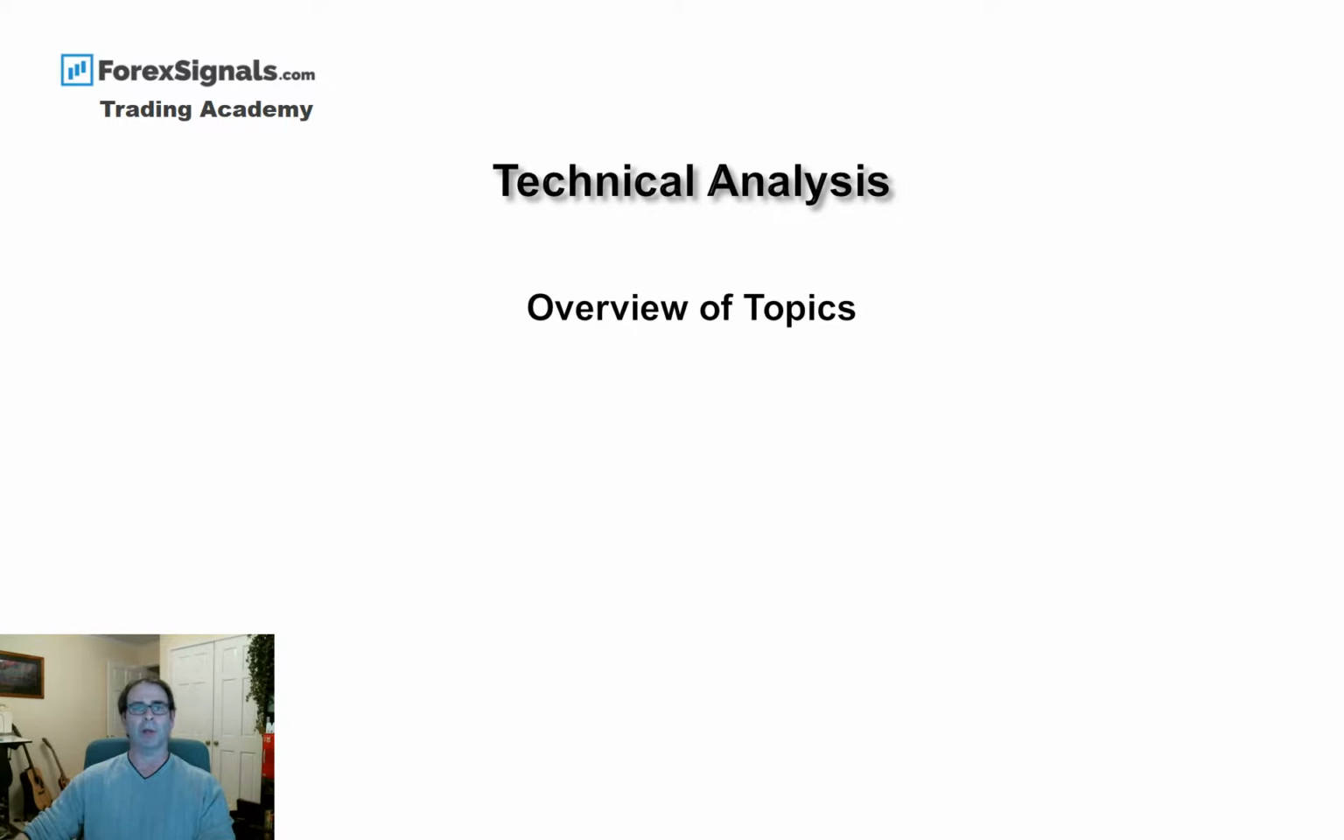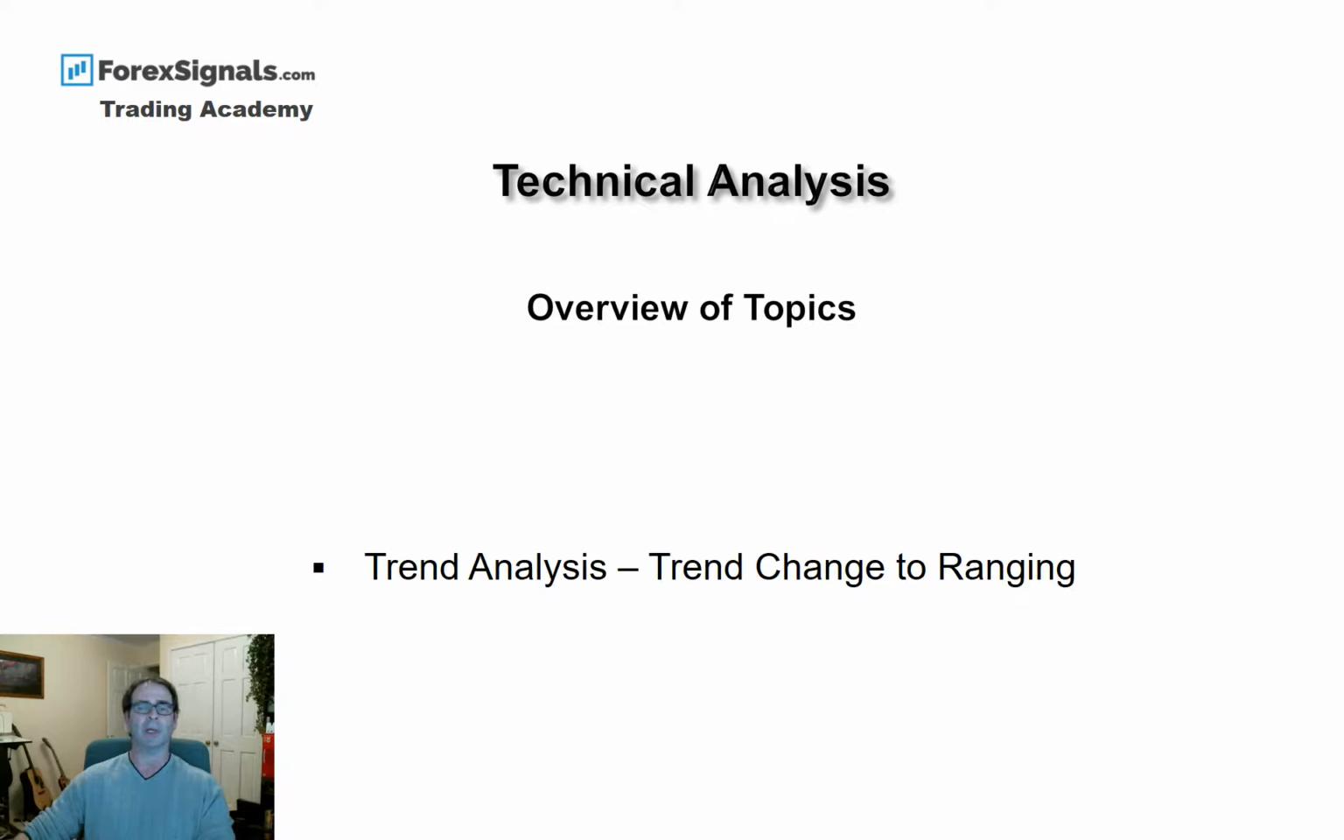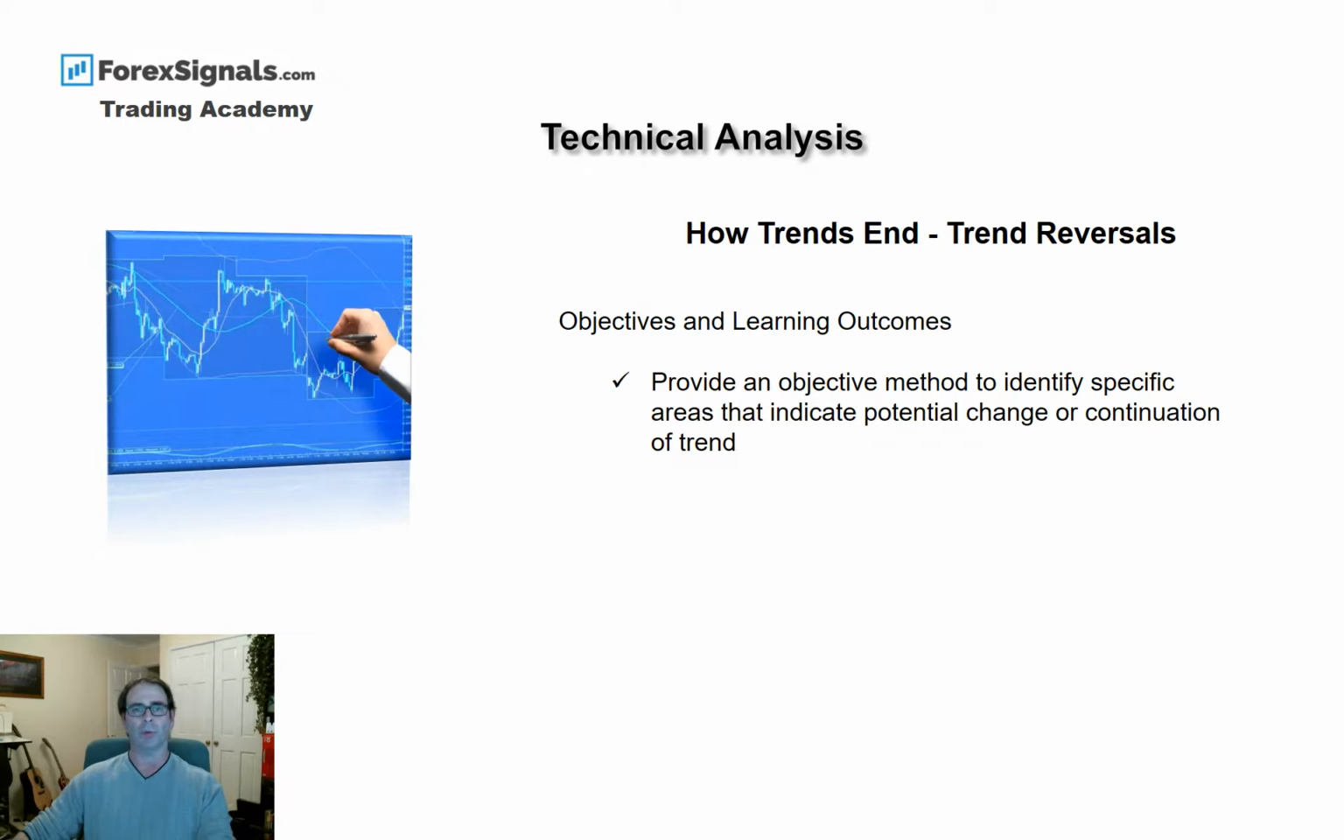we're going to continue our analysis of trend, and in particular, we're going to now look at trend change to ranging behavior. Now, before we do, we will just go over some of the objectives and learning outcomes, because it's important with trends, as they form such a key part of our analysis, that we begin to completely absorb this information. So the objectives and learning outcomes, we have: provide an objective method to identify specific areas that indicate potential change or continuation of trend.